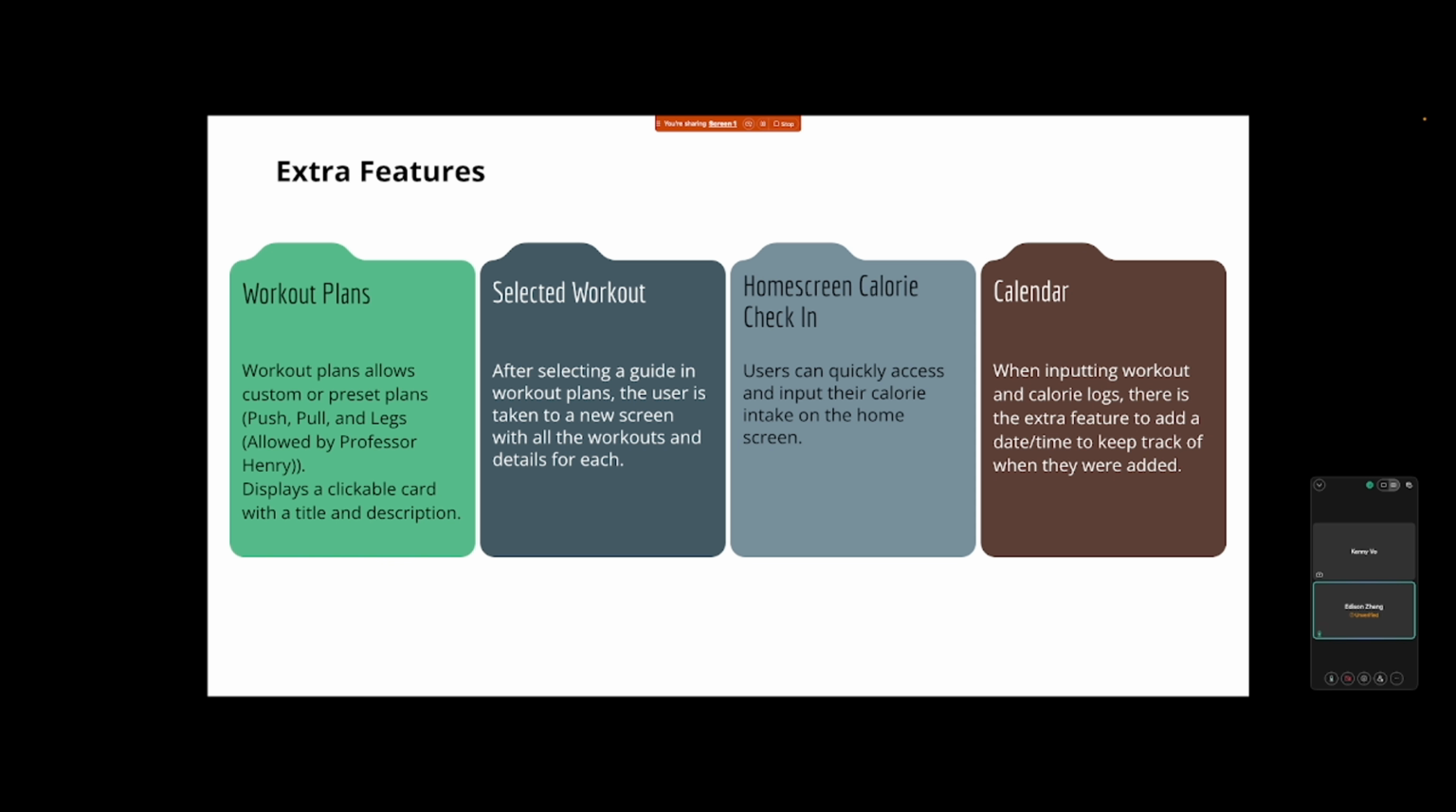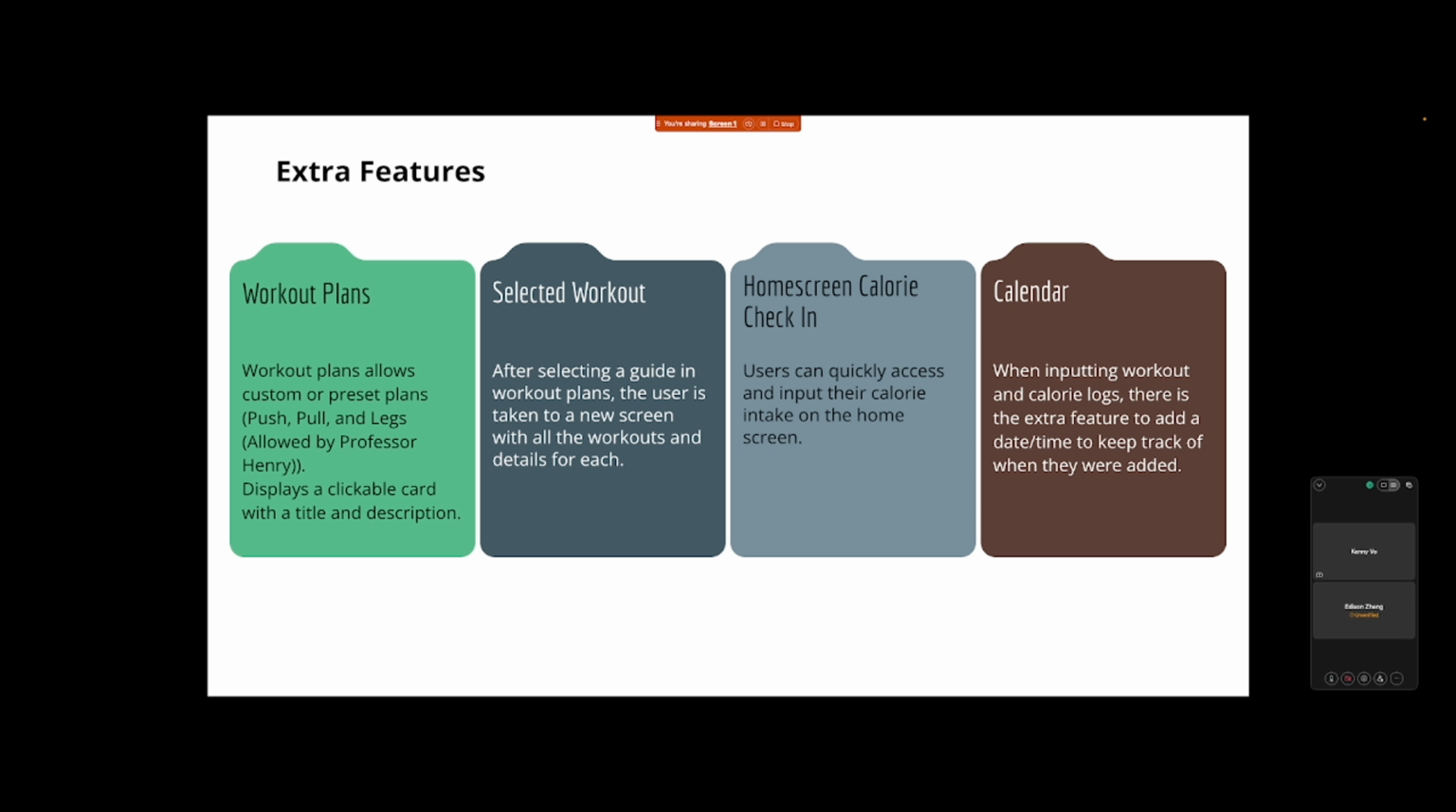Or they could choose the preset plans. This would instantly create a whole guide with its own title and description. When they click into that, there are set workouts already built in there. And this is what selected workout was. Selected workout is essentially the second screen after the users click on their guide and it takes them to that screen.